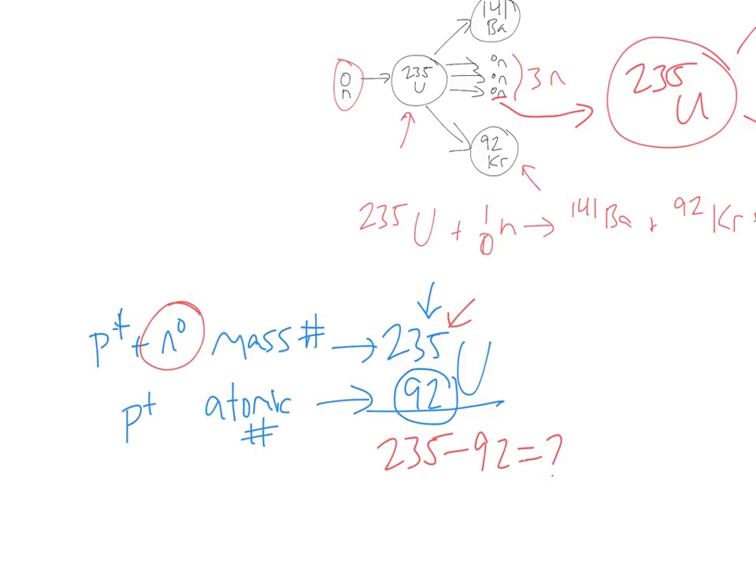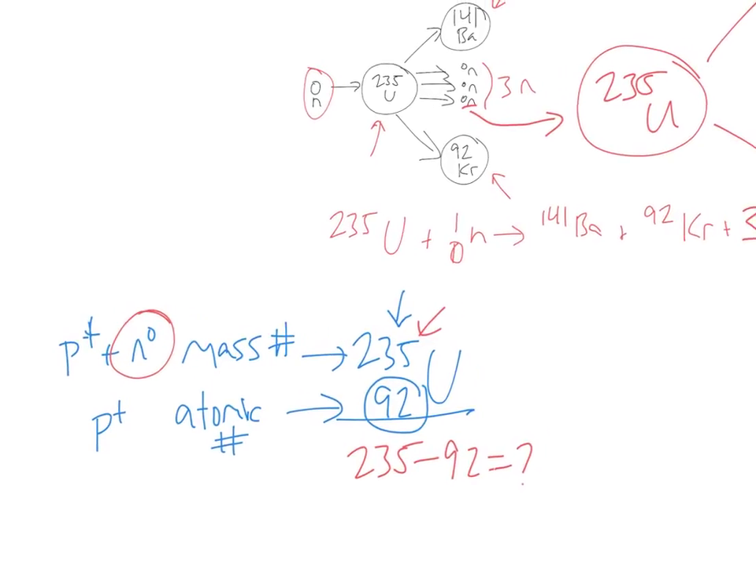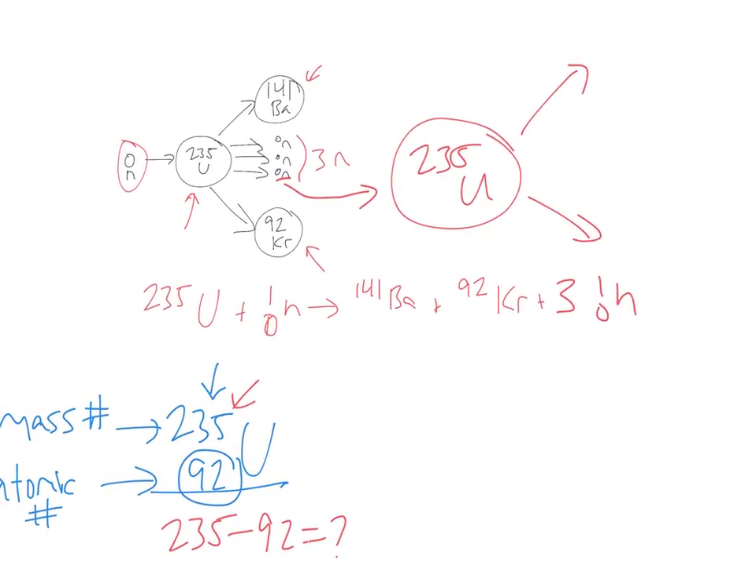Back to the example that we have here. We have this as our total reaction. As we said before, this is 92. In terms of the barium, if you're looking at barium on the periodic table, it's going to be 56. Krypton is 36. So when they give you a problem related to this, they're going to have you fill in the blanks for these isotope notations with this example.